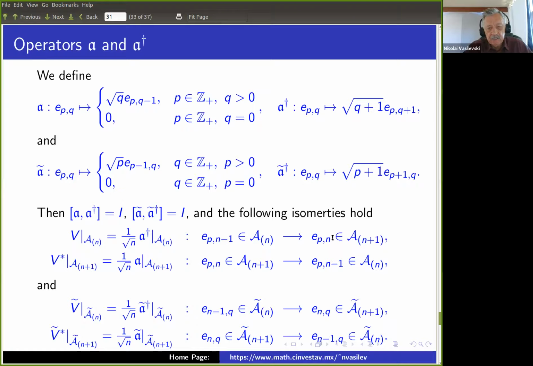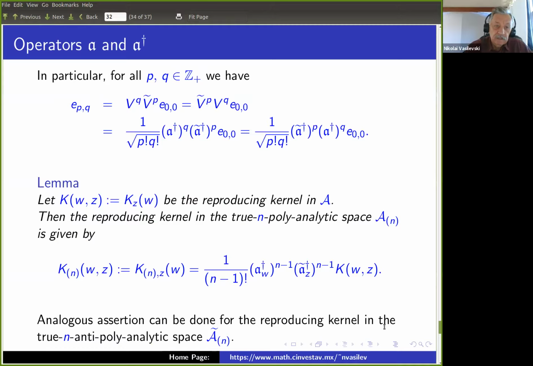Isomorphism raising or lowering true polyanalytic or true anti-polyanalytic spaces. What is interesting, then, is that we can construct all the bases starting from the very first element E00. As our measure was probability, E00 is just identically 1. So each basis element is the following weighted powers of the element A dagger, L tilde dagger.